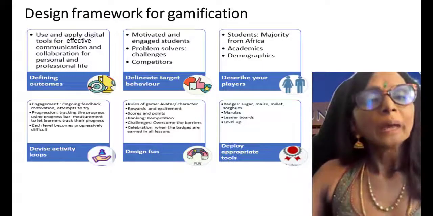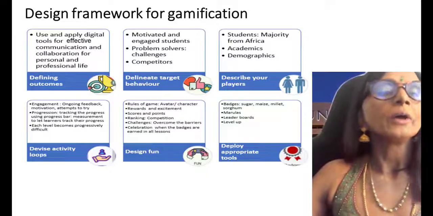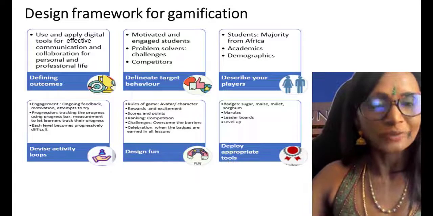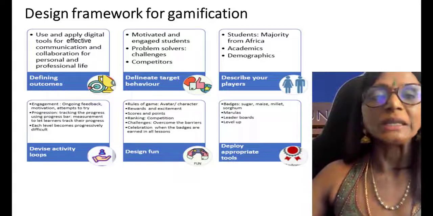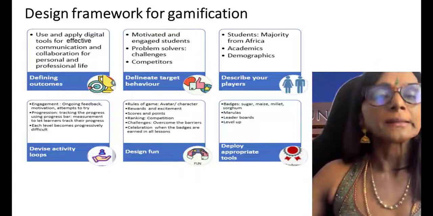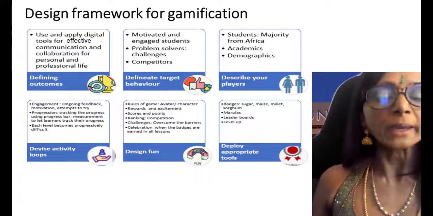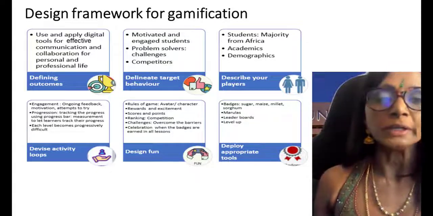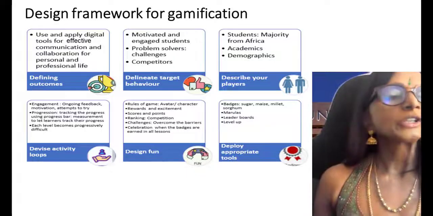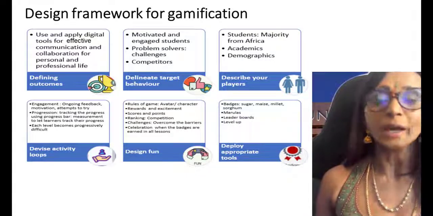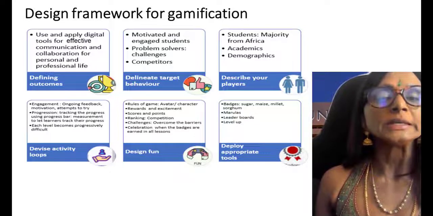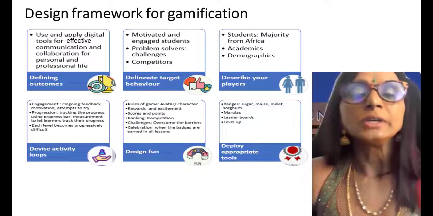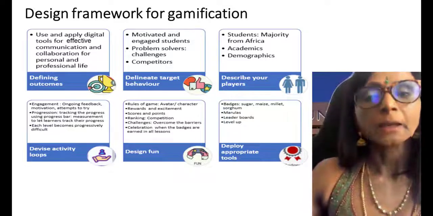Hello everyone. I'm going to share with you some strategies on how we integrated the components of the design framework for gamification. The framework that we used in gamifying this MOOC is the 6 Ds proposed by Werbach and Hunter, 2012. The framework has 6 components and each component starts with the letter D. So the first component is defining the outcomes. The second component is delineate the target behavior. The third component is describe your players.